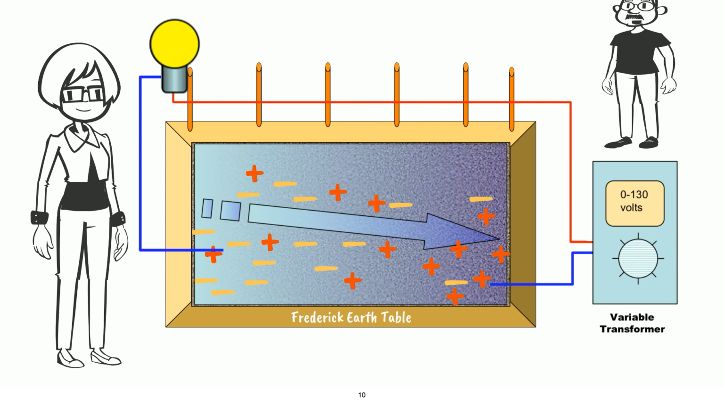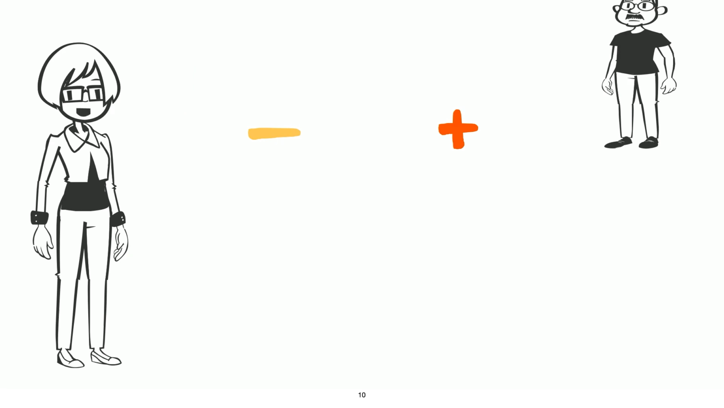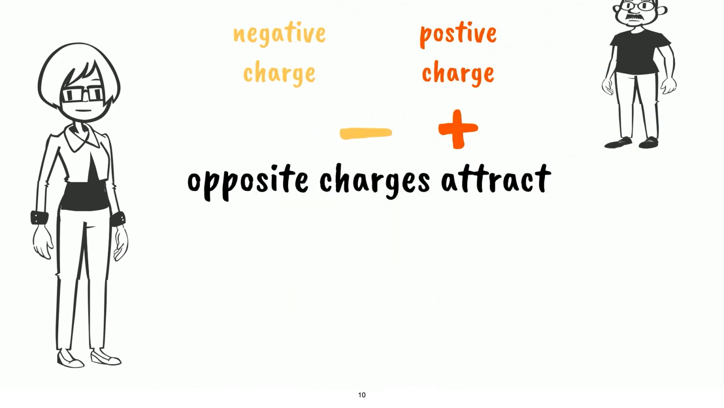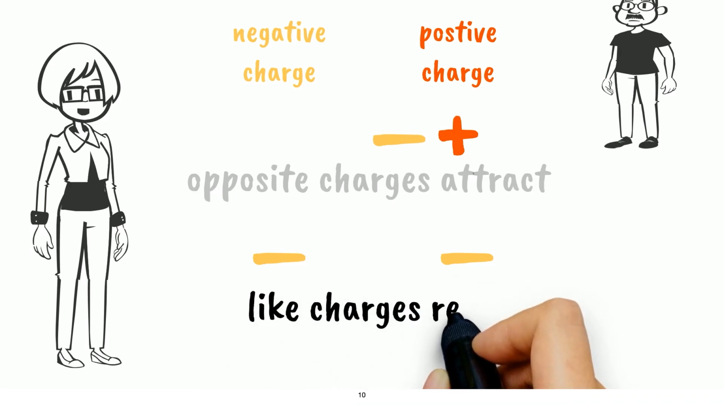There would be a gradient of electrons along the length of the earth table flowing through the moist soil. As many of you may recall from high school physics, opposite charges attract, and like charges repel.